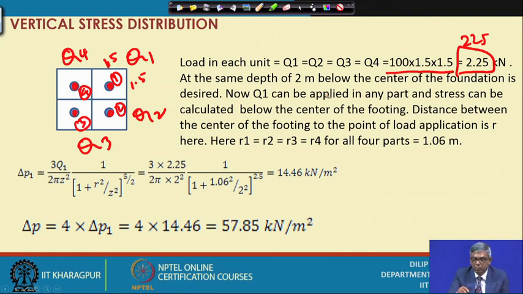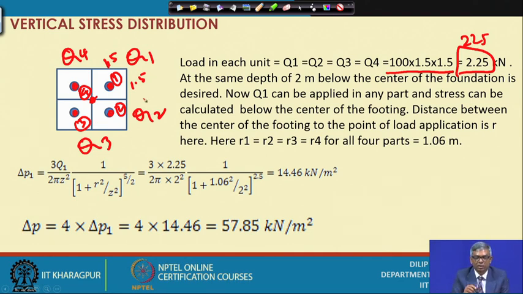At the same depth of 2 meter, the depth is kept the same, and the load is now applied at the center of the foundation, and I want to find out the stress at this point. Load is applied here, stress to be found. Similarly, load is applied here, stress is here, and you can see that the distance from here to here is the same as from here to here, the same distance here to here, the same distance here to here. So I need to do only one calculation, and if I simply multiply by 4, I will get the effect of the entire area. So, that is the thing.